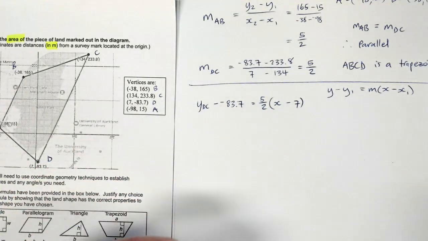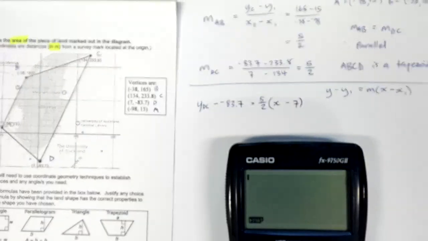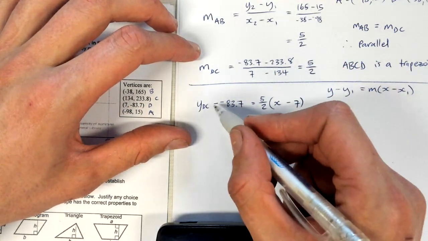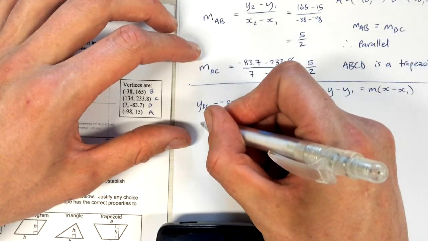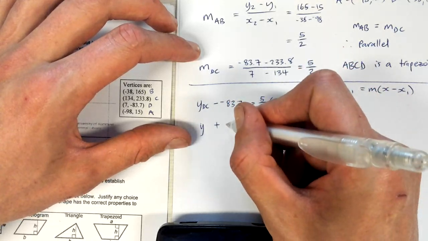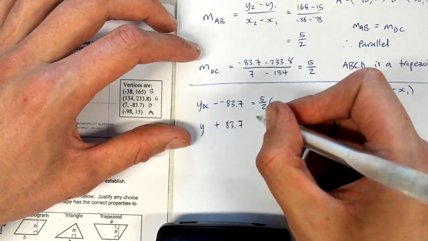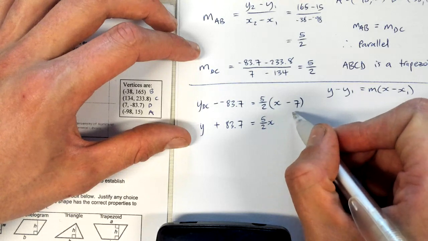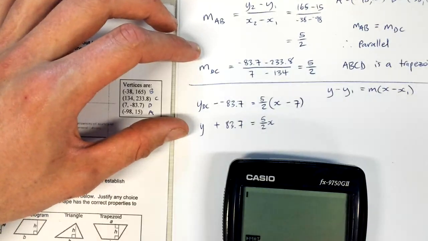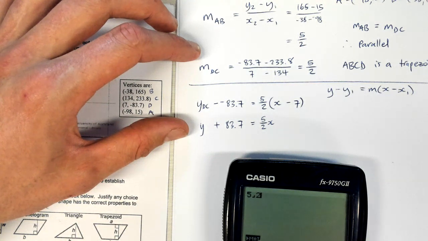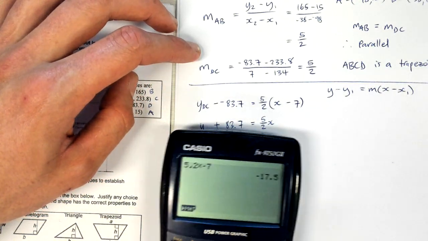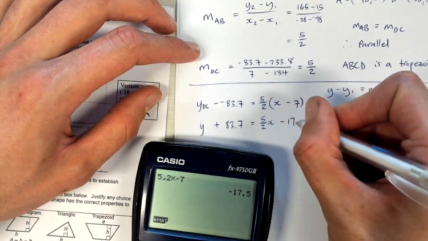What we can do from there is, it's probably best to get your calculator out at this stage. So let's do it slowly. We're going to do this first. So I'm going to put it as a y now. y plus 83.7, because a negative times a negative is a positive, equals 5 over 2 x. So I'm just expanding these brackets. And then 5 over 2 times negative 7. Honestly, don't worry about doing this in your head. Use a calculator. 5 over 2 times negative 7. That way you won't make mistakes with decimals. If you don't like fractions, you can make it a decimal, that's fine. Minus 17.5.